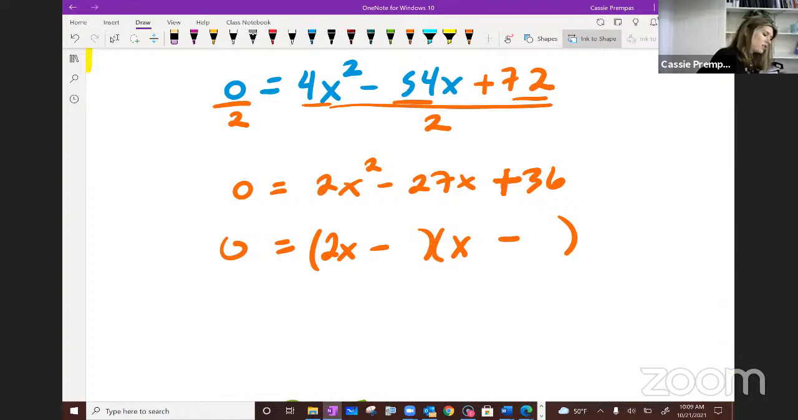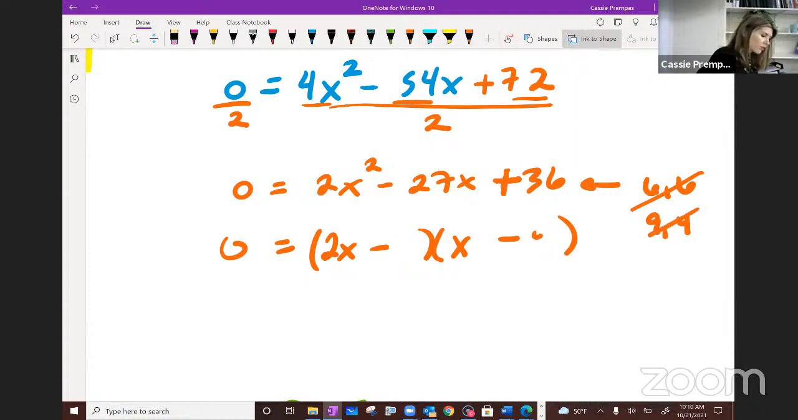If I think about factors of 36, I could try 6 and 6 because they're the closest, but I can't put a 6 in with a 2 because that would create a GCF. So no good. I could try 9 and 4. I would have to put the 9 in with the 2 and the 4 here. But if I check, negative 8x plus negative 9x is negative 17x. No good. So that's not going to work.